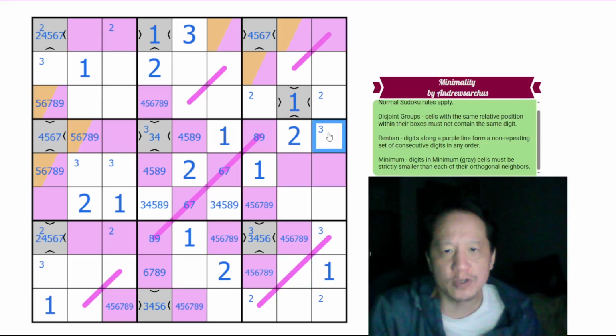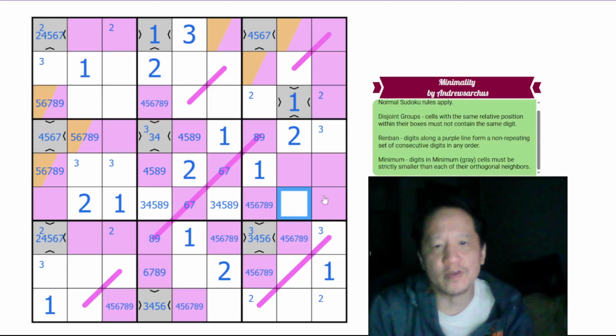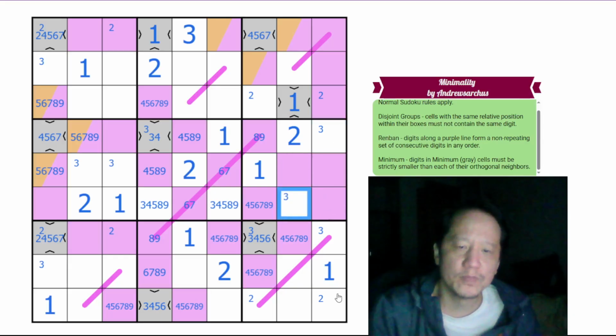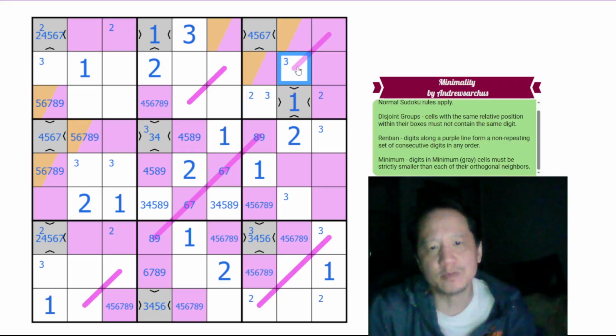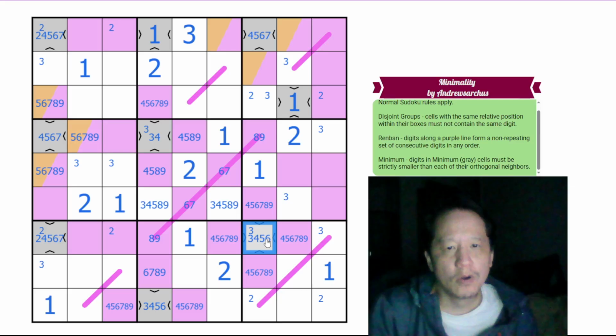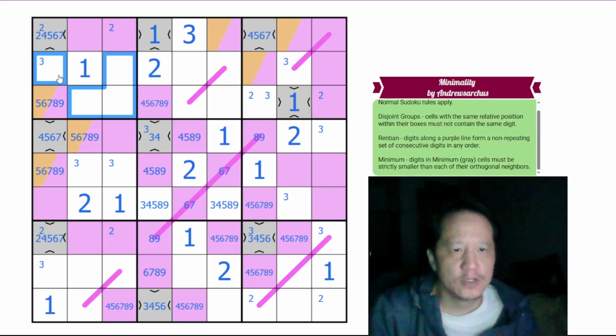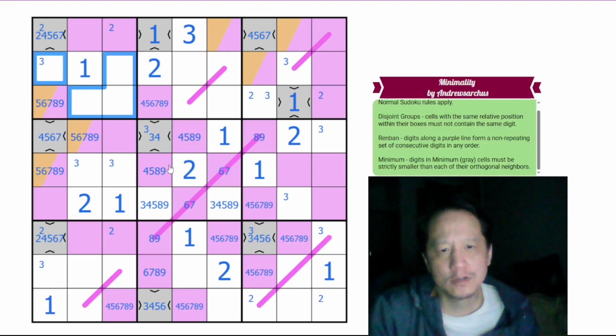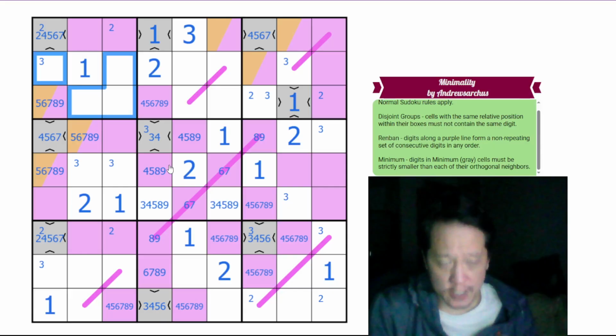Well, we're guaranteed a 3 in one of these, which means this cannot be 3 here. This can't be 3 either. So in box 7 or 6, 3 has to be one of those two. Interesting. In box 3, 3 has to be one of those two. Three could be any of those four. That seems fine.